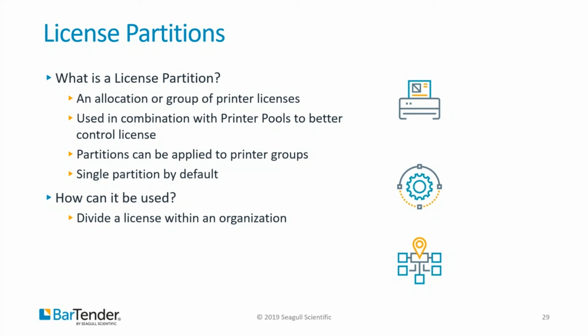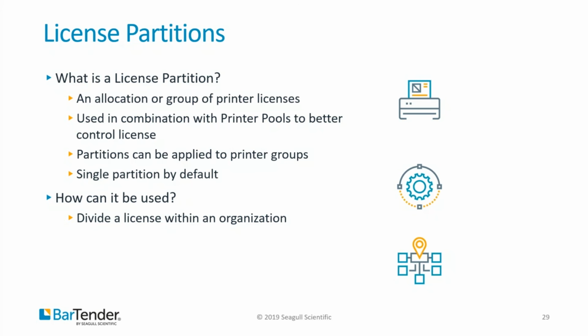So instead of purchasing two 25 printer licenses, having two PKCs and licenses to manage, you would activate your single 50 printer license, partition it out, and from there you can apply user access controls. You can apply them to printer pools, which is the next section, and that lets you dictate who's allowed to use this pool of printers.